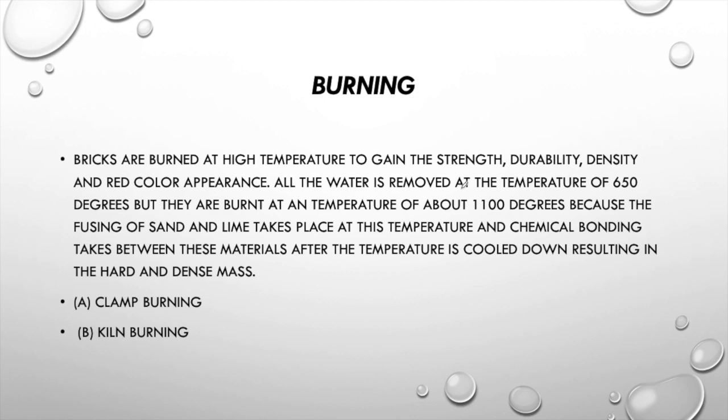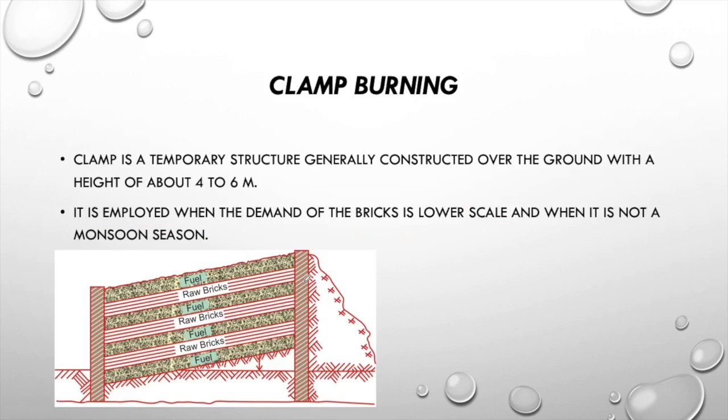All the water is removed at a temperature of up to 650 degrees. But after that the operation is taken up to 1100 degrees, because the fusing of sand and lime takes place at this temperature only. Up to 1100 degrees, fusing of sand and lime takes place, and a chemical bonding is formed between these materials. After the temperature is cooled down, it results in a hard and dense mass.